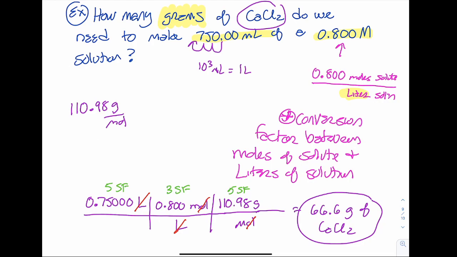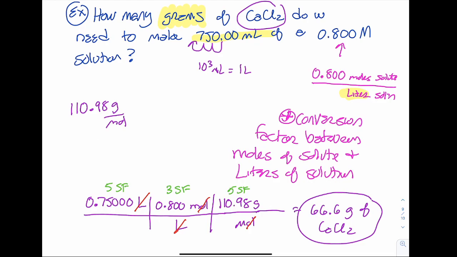So what this number means is if I was to go into lab and measure out 66.6 grams of calcium chloride and then add water until the total volume, you wouldn't add 750 milliliters because then you would have too much, right? We want the total volume to be 750 milliliters. Then the concentration of that solution is going to be 0.800 molar.